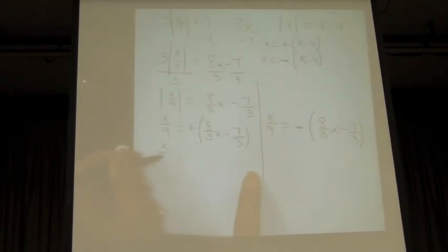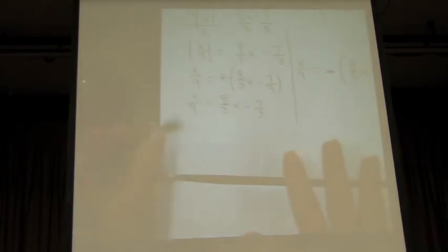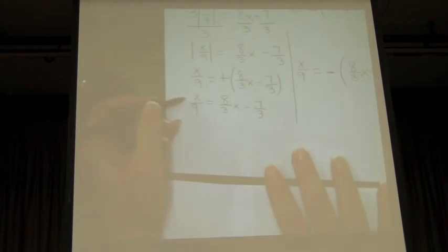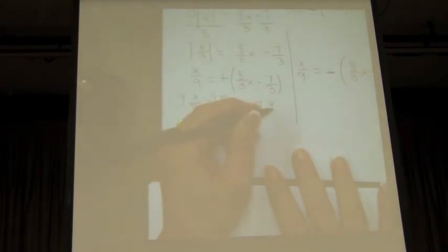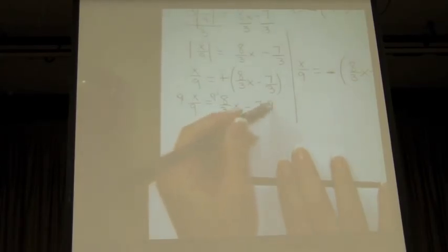This is x over 9 equals 8/3 x minus 7/3. What can we do to this to make our life easier? Get rid of the fractions. Multiply everybody by 9. A 9 for you, a 9 for you, and a 9 for you. The 9's cancel, leaving us with x equals. The 9 cancels with the 3, leaving a 3 times x, 24x. The 3 cancels, minus 21. Isn't that better to look at?